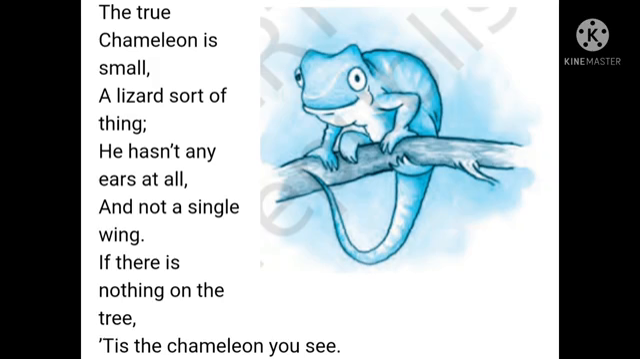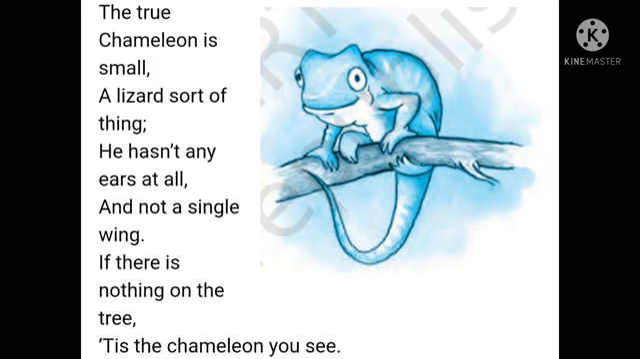In this stanza, the poet is trying to mention the specialty of the chameleon. The poet says that the next creature we should focus on is the chameleon, and it is a very small creature. It looks like a lizard, but the difference between the two, okay, the writer has used "a lizard sort of thing". The difference is that the chameleon doesn't have ears and wings.